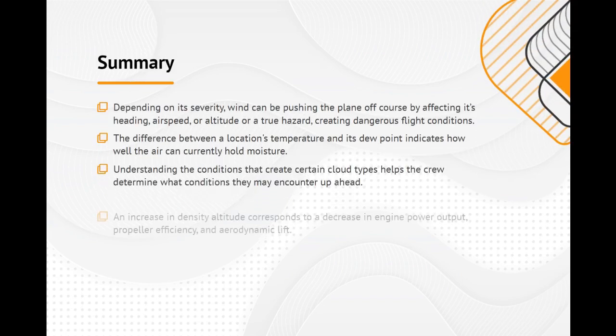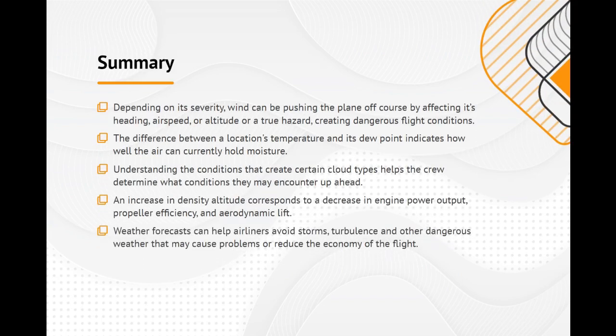Summary. Depending on its severity, wind can be pushing the plane off course by affecting its heading, airspeed, or altitude or a true hazard, creating dangerous flight conditions. The difference between a location's temperature and its dew point indicates how well the air can currently hold moisture. Understanding the conditions that create certain cloud types helps the crew determine what conditions they may encounter up ahead.